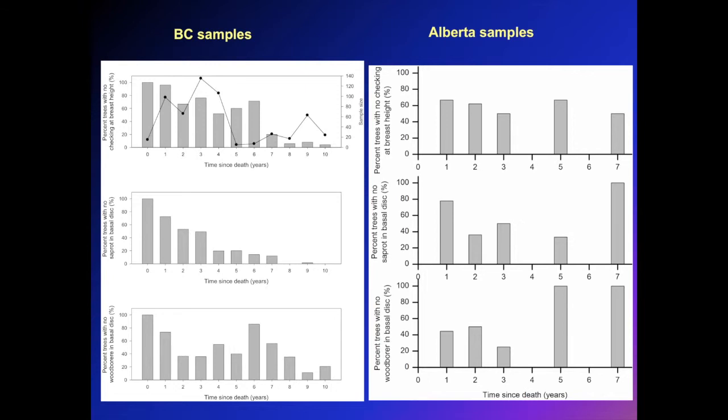trees. So what we want to do is try to come up with, if a forester is standing in the field looking at a tree, normally they see around DBH, maybe a little higher and down to the base of the tree. What is it that they can expect to see over time?